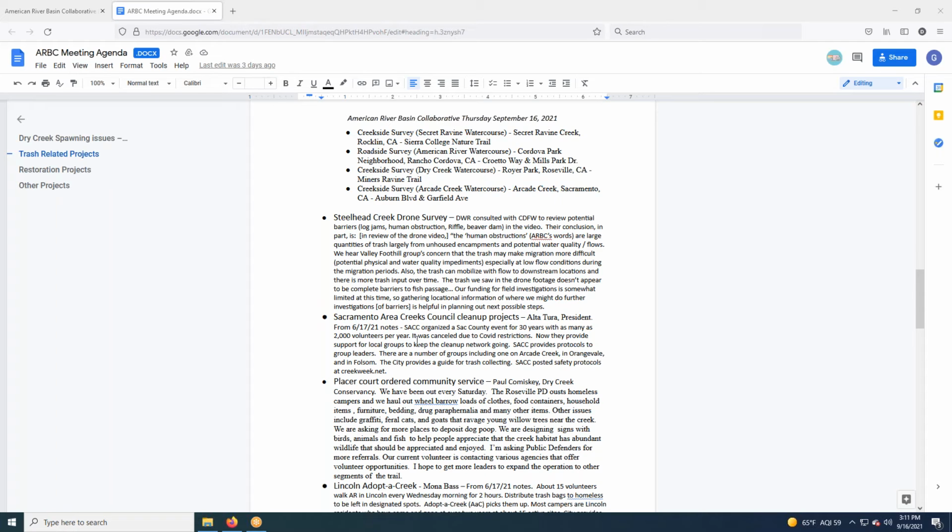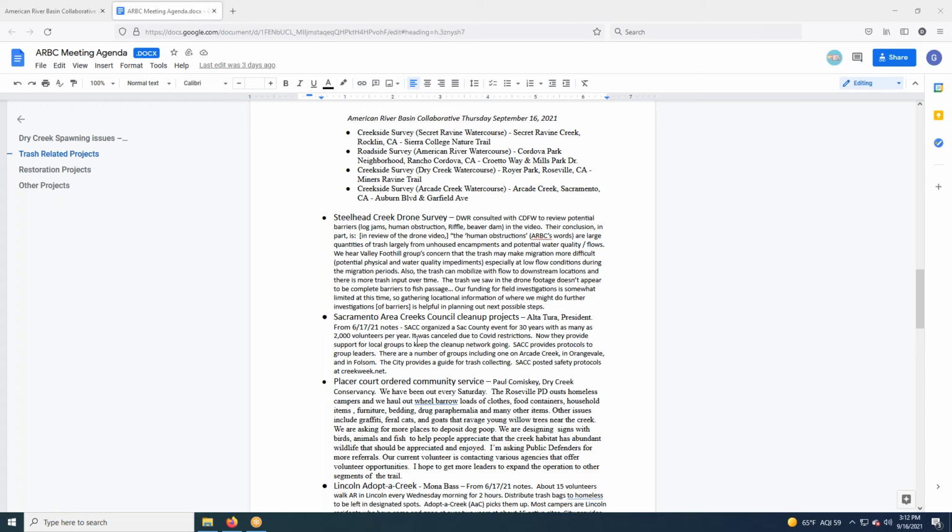On creekweek.net, we list various groups that are doing cleanups and resources for people who want to just get out there and do something. I've reported on some of those groups, and there's one now, Sacramento Picks It Up, a Facebook group, and they're doing a really good job of documenting their cleanups.